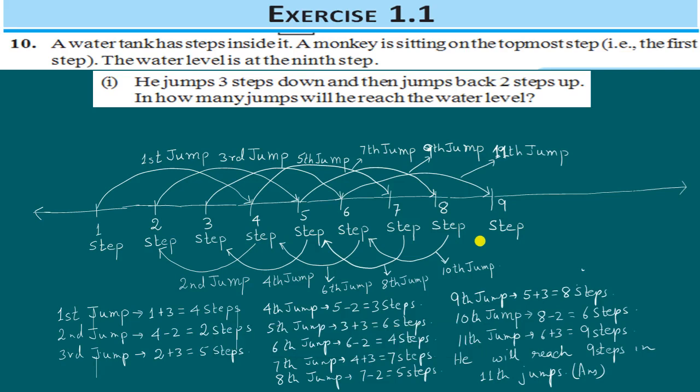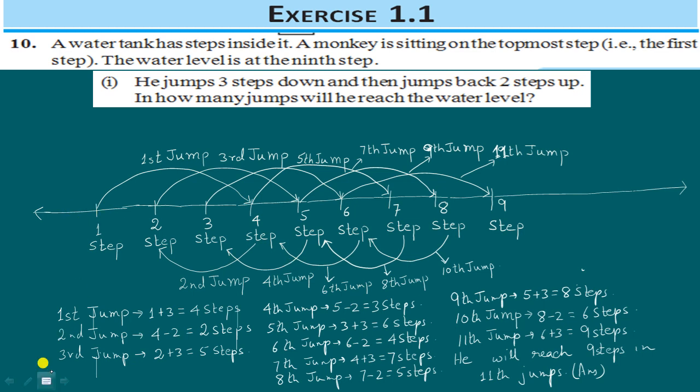Hello everyone, today we shall discuss exercise 1.1 question number 10. A water tank has steps inside it. A monkey is sitting on the topmost step, that is the first step. The water level is at the 9th step. He jumps 3 steps down and then jumps back 2 steps up. In how many jumps will he reach the water level?